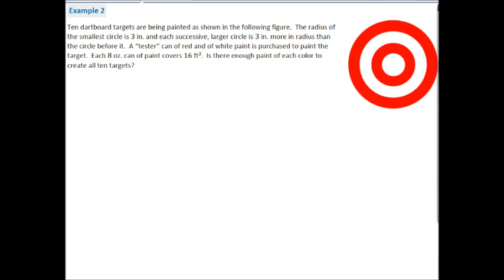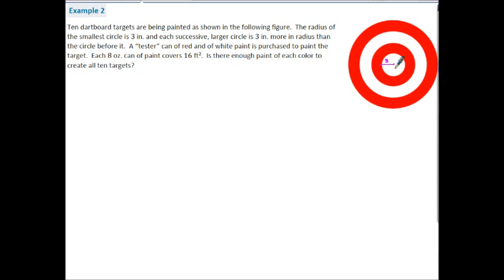A tester of red and white paint is purchased to paint the target. Each 8-ounce can of paint covers 16 square feet. Is there enough paint of each color to create all 10 targets? So we're going to create 10 of these targets over here. So if I fill in some of my radius here, I know the first one is 3.